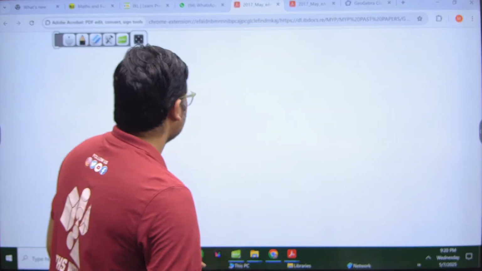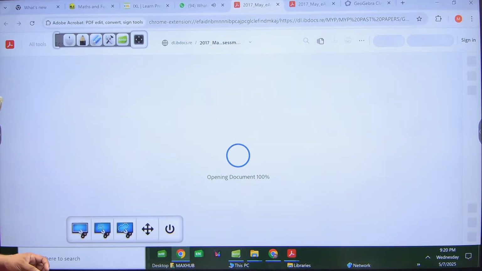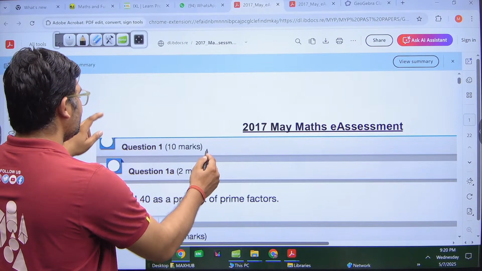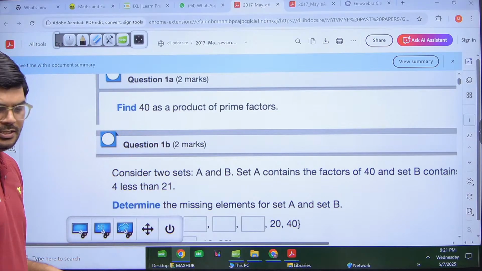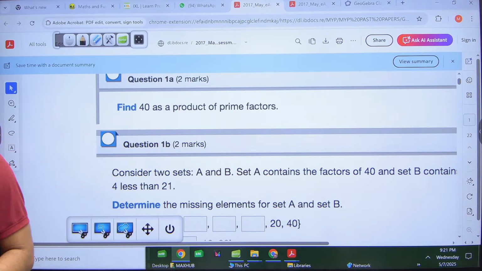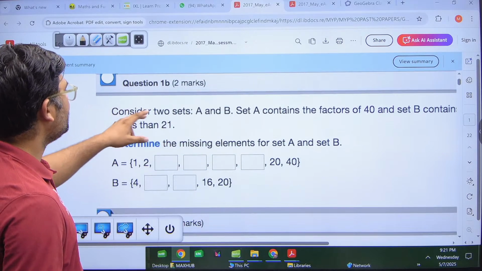Yes. Let's do some questions then. Okay. Find 40 as a product of prime factors. I think that is easy. Yeah, 2 into 2 into 2 into 5. Okay. Consider two sets A and B.